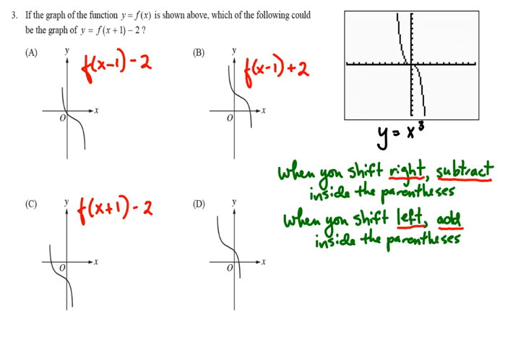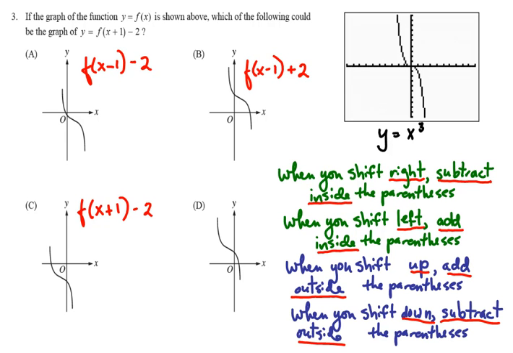So I've stated those two principles over on the right. When you shift right, subtract inside parentheses. When you shift left, you add inside parentheses. And then for when you're shifting up or down, the principle changes. When you shift up, you're going to add outside. When you shift down, you're going to subtract outside. So right is subtract inside, left is add inside. That's counter to the way that we think it is. Usually right is add and left would be subtract. But when we're shifting horizontally, we move right, we subtract inside, move left, we add inside. When we're moving up and down, it works the way we think it should. When we move up, we add outside. When we move down, we subtract outside.